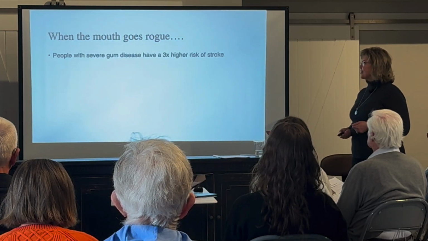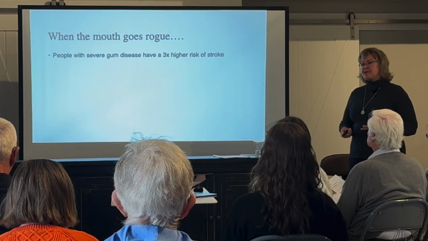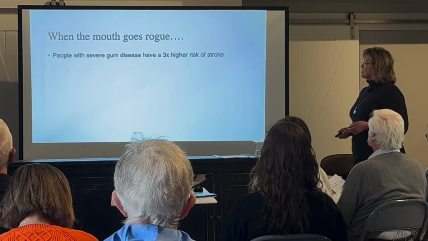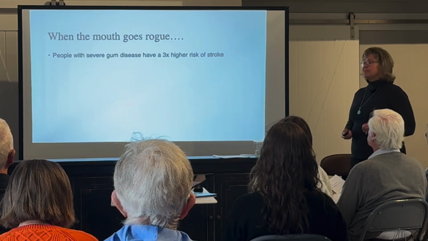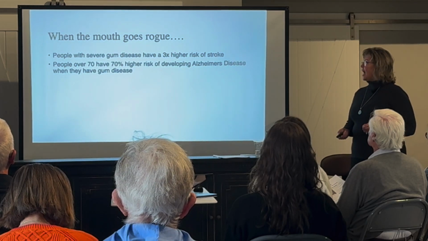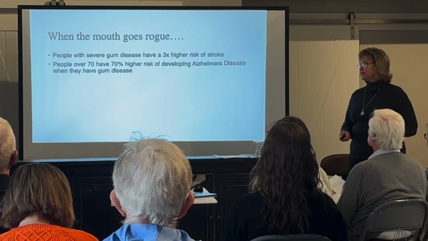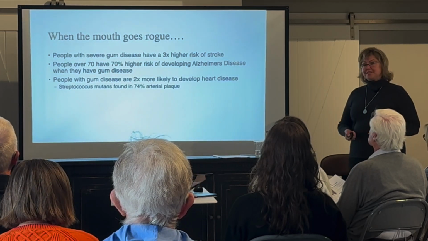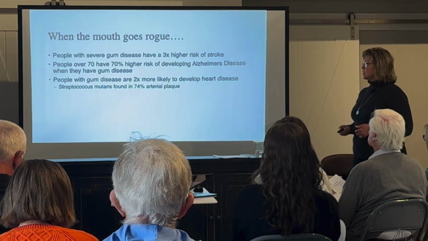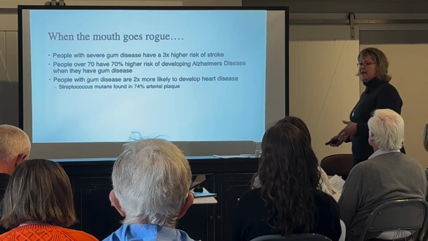So when the mouth goes rogue, these are just some statistics of how the pathogenic bacteria can cause systemic impact. People with severe gum disease have 3 times higher risk of stroke. People over 70 have 70% higher risk of developing Alzheimer's when they have gum disease. People with gum disease are twice as likely to develop heart disease, and one of the bacteria, the Streptococcus mutans, which we find in the mouth, is oftentimes found in the plaque.